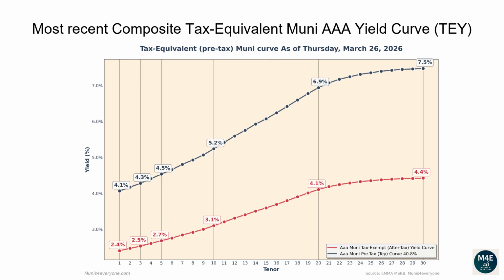The two-year tax-equivalent yield is 4.17%. The 5-year tax-equivalent yield is 4.53%. The 10-year tax-equivalent yield is 5.24%. The 20-year tax-equivalent yield is 6.94%. The 30-year tax-equivalent yield is 7.47%.